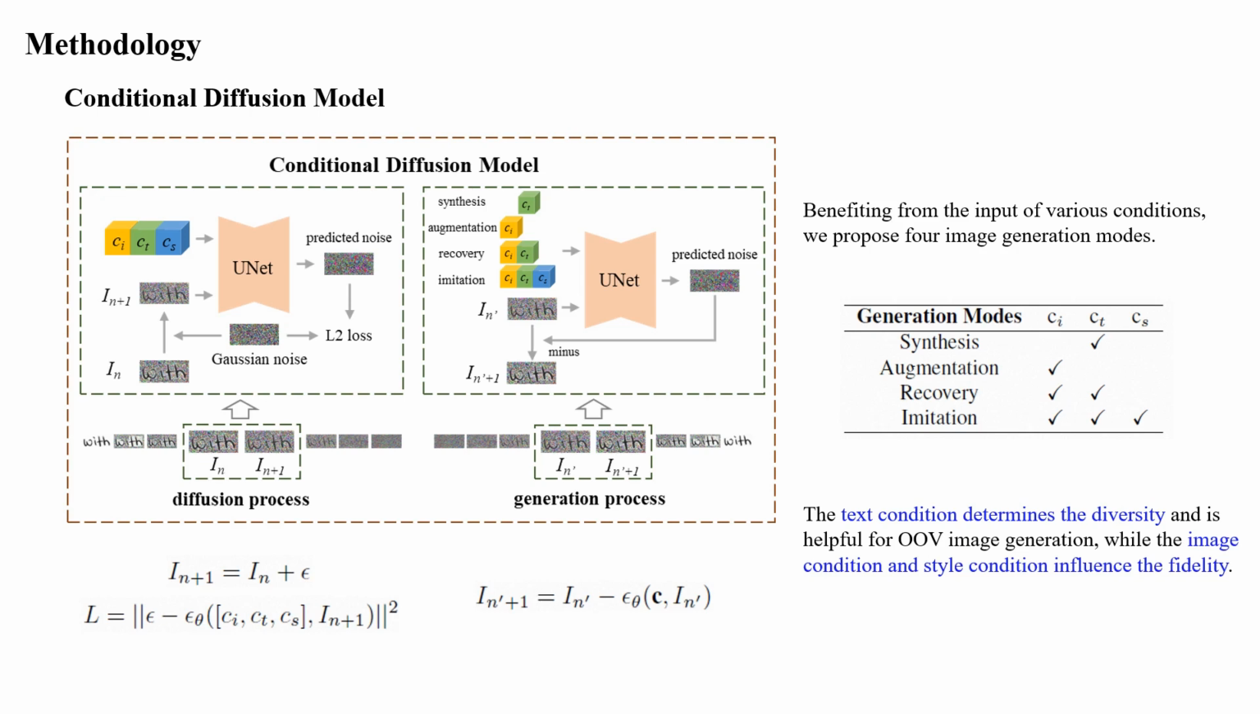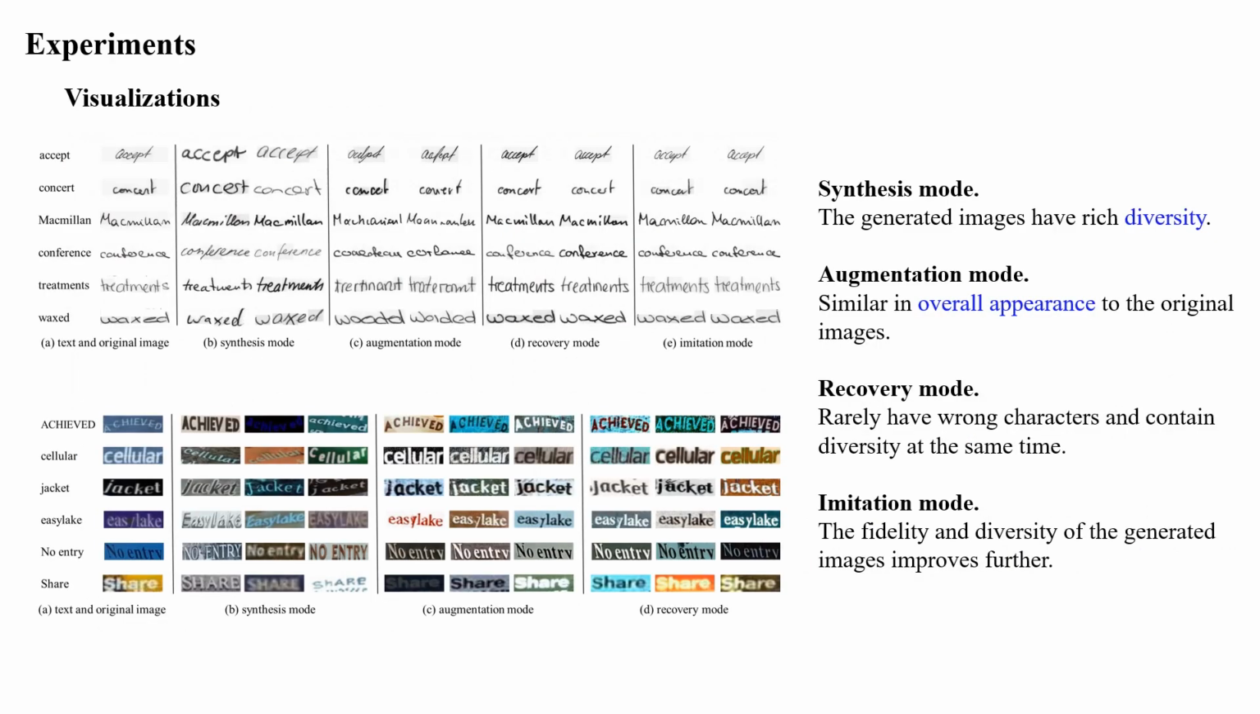In empirical experiments, the text condition determines the diversity and is helpful for OOV image generation, while the image condition and style condition influence the fidelity. On this page, we illustrate the image visualizations of different generation modes. Specifically, since the synthesis mode only depends on the text condition, we observe that its generated images have rich diversity. Handwritten text images exist in a variety of character slants, ink blots, cursive joins, stroke widths, and paper backgrounds, while scene text images are diverse in text rotations, backgrounds, blur noise, and fonts.